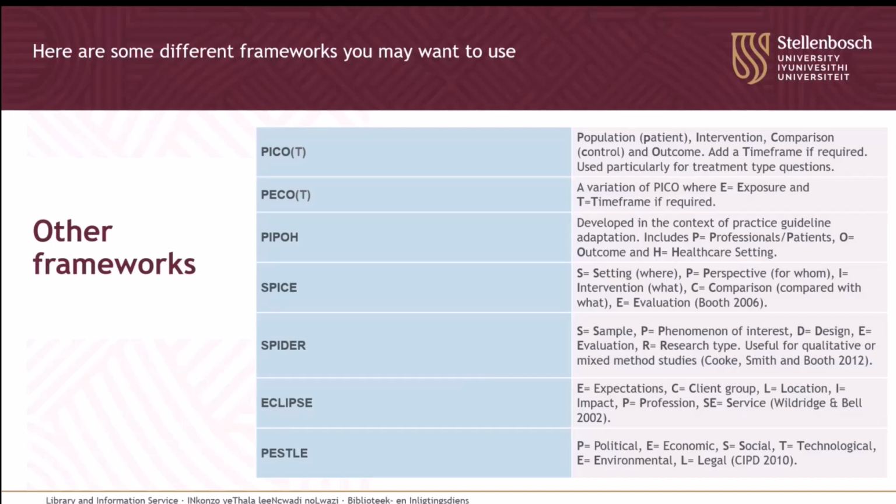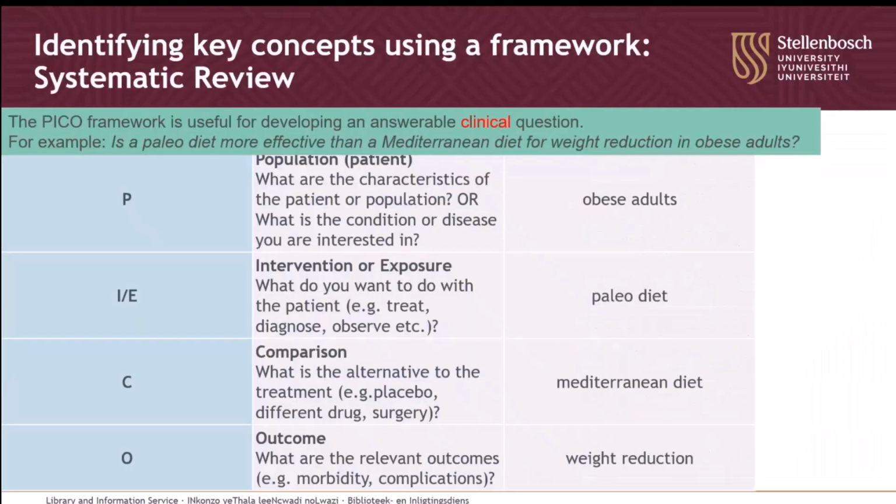And then there's also the PICO with the E, or the PICOT with the E and the T at the end. That's the second one there, and on the right-hand side, it explains the framework and what you're going to look at. I haven't come across the PIPO. I've seen here and there the SPICE and the SPIDER. I haven't seen the ECLIPSE or the PESTLE, but those are other frameworks. So if any of those can work for your focus, then by all means use that. So let's dive into an example.